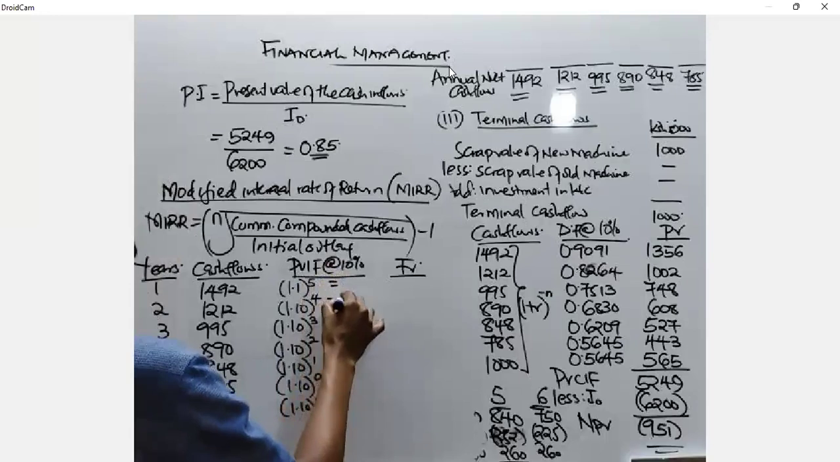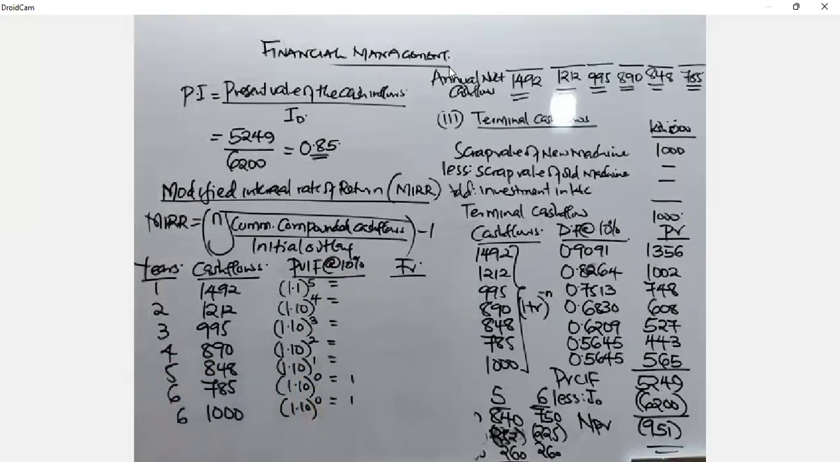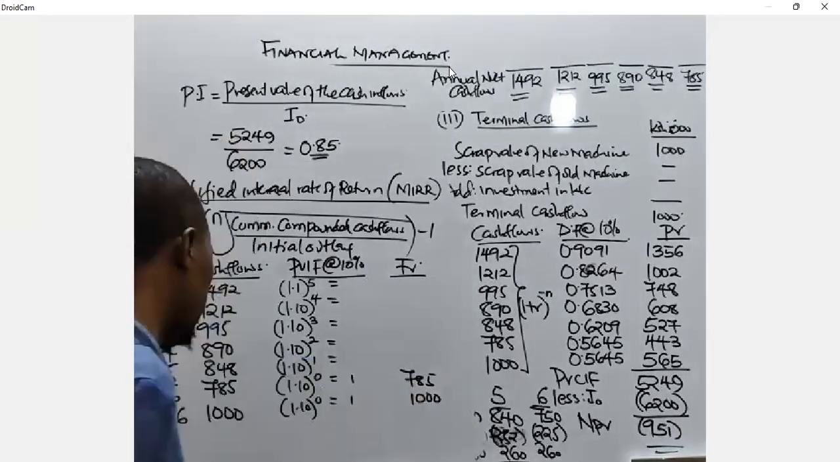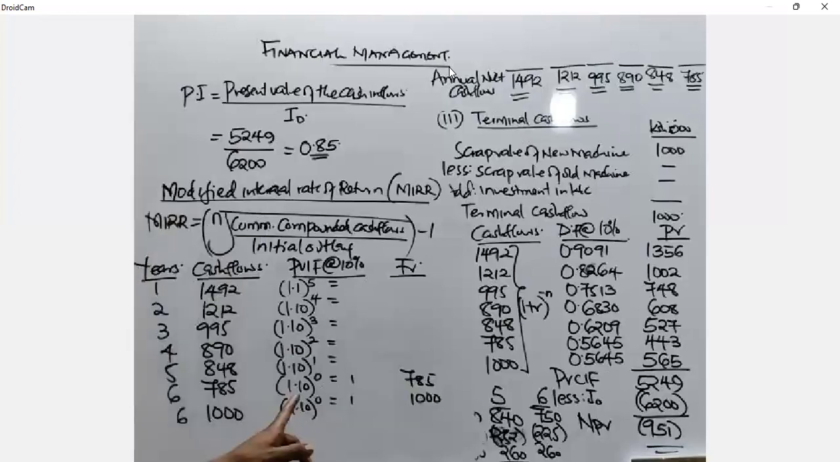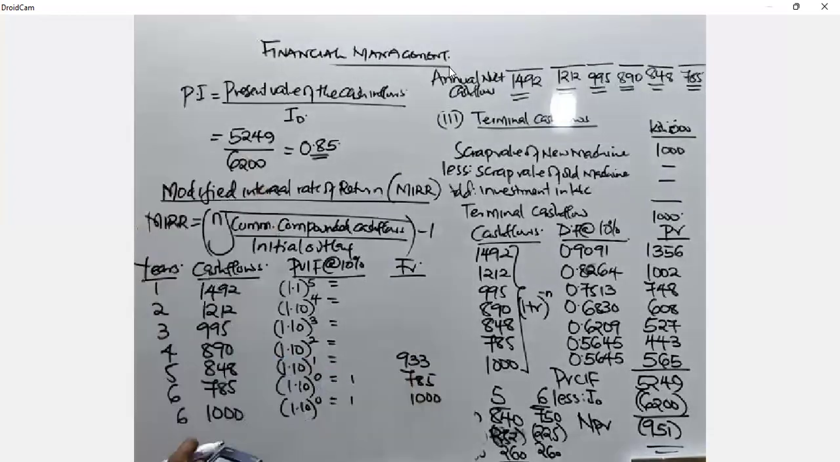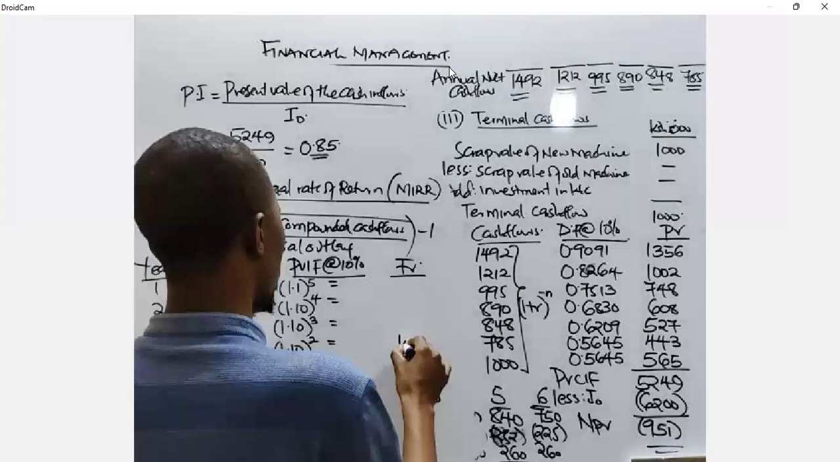How much are you getting here? Anything raised to power 0 is 1. So this one will be 785 here, and this one will be 1,000. Now, 848 times 1.1. I hope we are together there. 848 times 1.1, we are getting 933. 1.1 raised to power 2 times 890, we get 1077.